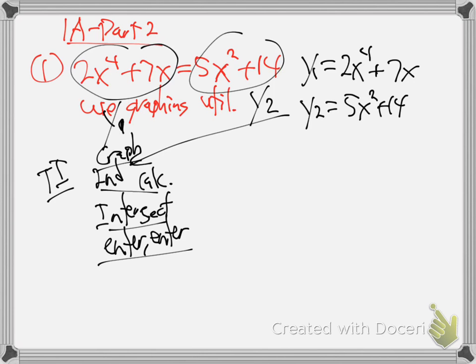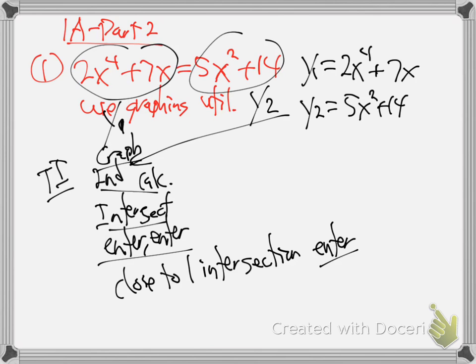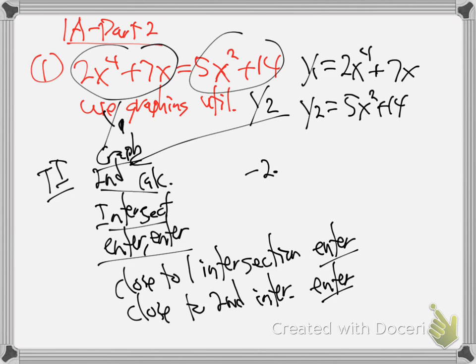And then there's going to be two intersection points, right? Get close to one of them and hit your third enter. Close to one intersection, and hit enter. And then close to the second intersection and hit enter. Well, actually, you have to redo the whole process for the second intersection. So the two answers you should get, negative 2.31 and 1.69.